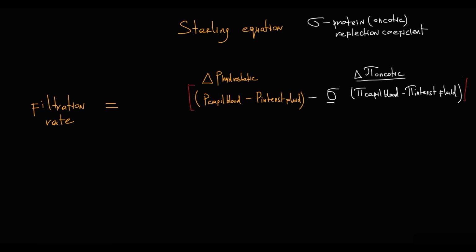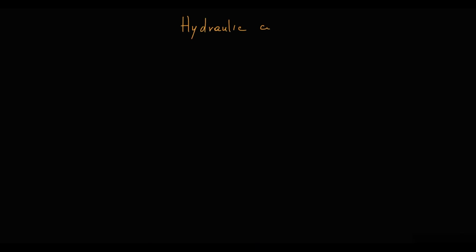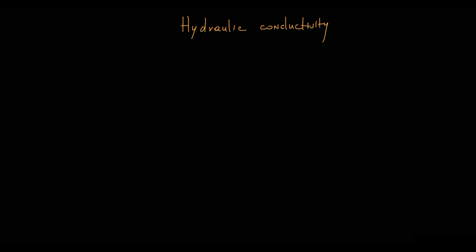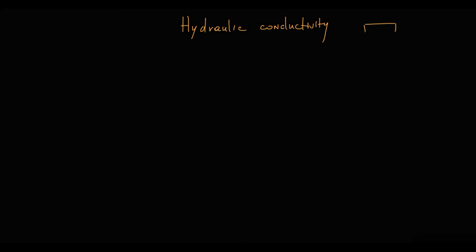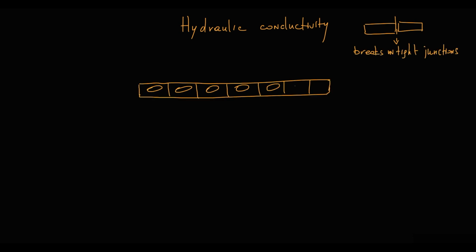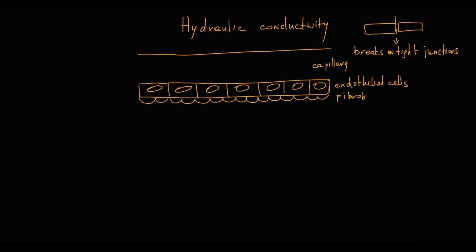Another factor that affects fluid filtration is hydraulic conductivity. Hydraulic conductivity describes how easily fluid moves through the membrane. Basically, the main route of fluid through the membrane is the intercellular contact space, mostly breaks in tight junctions. So for example, take the synovial membrane. It has fenestrated endothelial cells and fibroblastic synovial cells, and there is a capillary and a joint space. Fluid moves preferentially through pores in endothelial cells and then through tight junctions in fibroblastic synovial cells into the joint space.